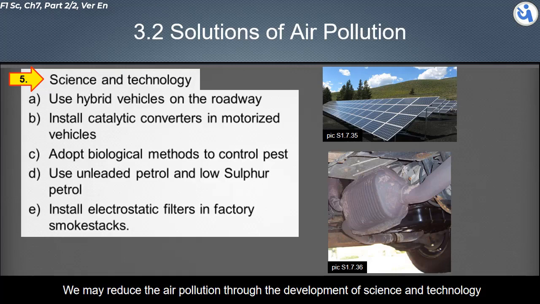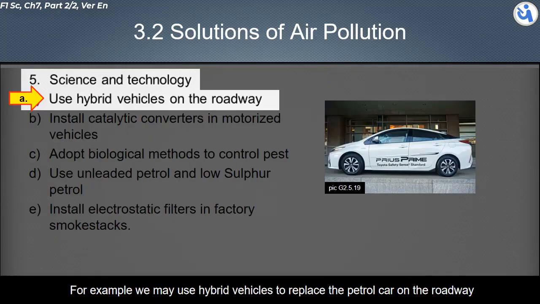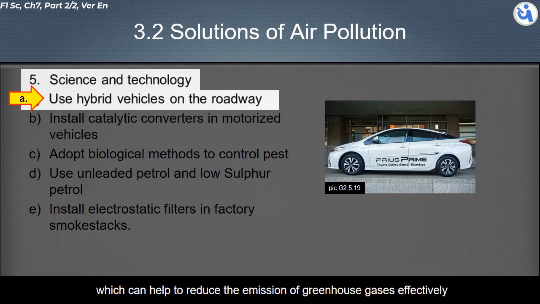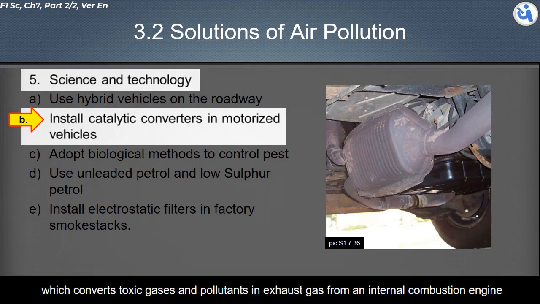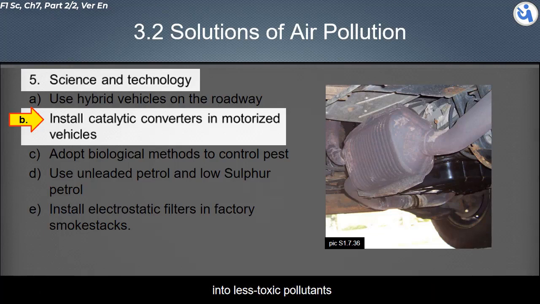We may reduce the air pollution through the development of science and technology. We may use hybrid vehicles to replace petrol cars on the roadway, which can help to reduce the emission of greenhouse gases effectively. The second example is to install catalytic converters in motorized vehicles, which convert toxic gases and pollutants in exhaust gas from an internal combustion engine into less toxic pollutants.